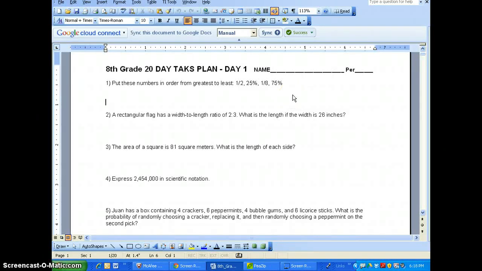I wanted to give you guys a few hints and tips on working your 20-day tax plan, days 1 and 2. So let's get started.